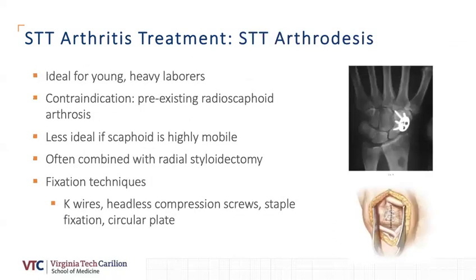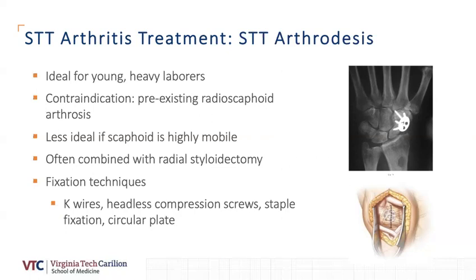Another option is STT arthrodesis, which is ideal for young, heavy laborers. Contraindications include pre-existing radioscaphoid arthrosis, and it is less ideal if the scaphoid is highly mobile. That's really the reason why you get those radial and ulnar deviation X-ray views, because you want to see how much that scaphoid is moving around, because you're not fixing that articulation with the radius, so you don't want to develop arthritis in there in the future. And this is often done in conjunction with a radial styloidectomy, again, to avoid radial styloid arthritic changes.